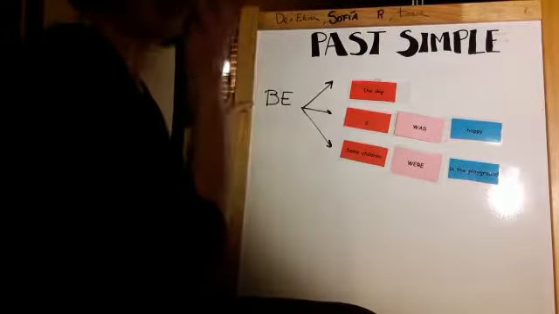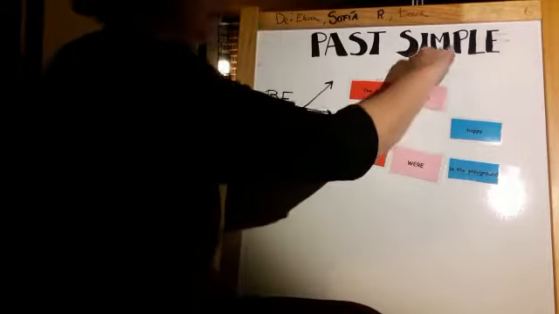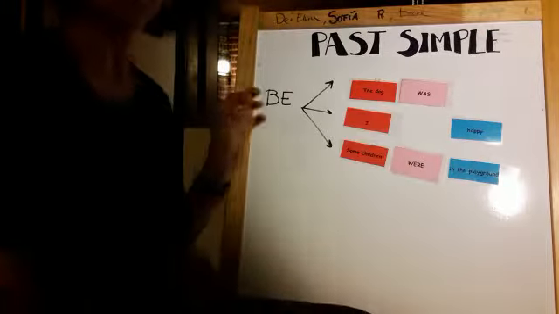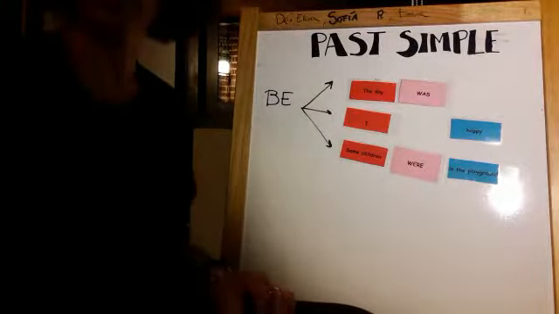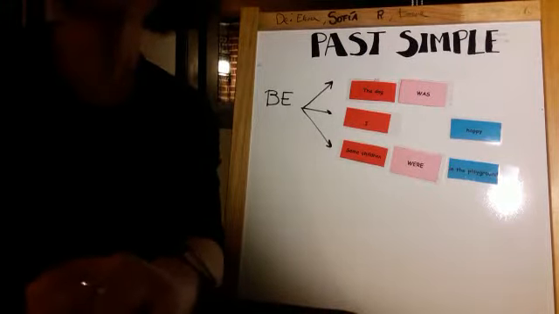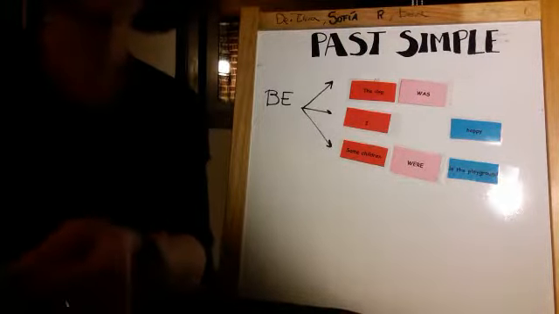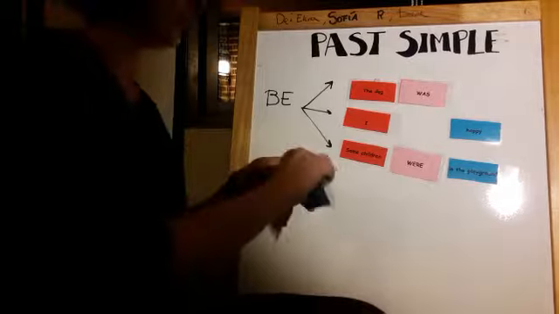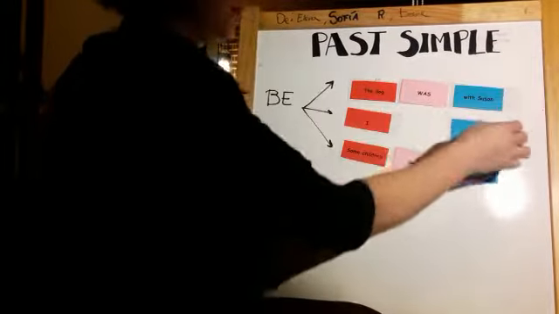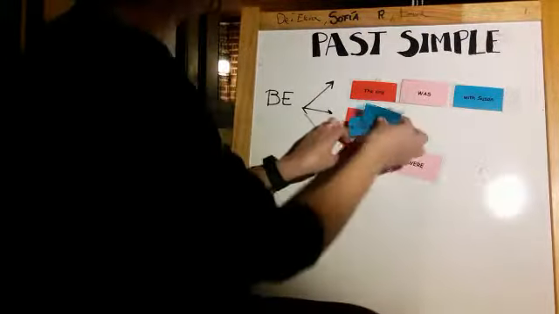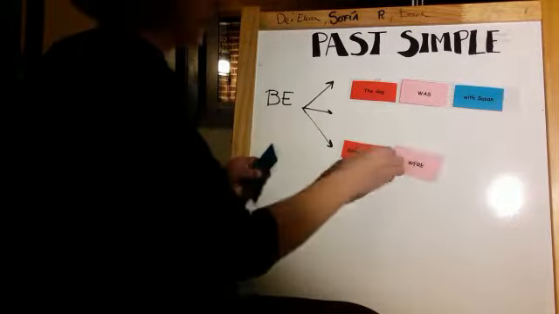Okay? Or if we say the dog, we have to use was again. And we could say, for example, the dog was with Susan. Okay? So we've been practicing when to use was and were.